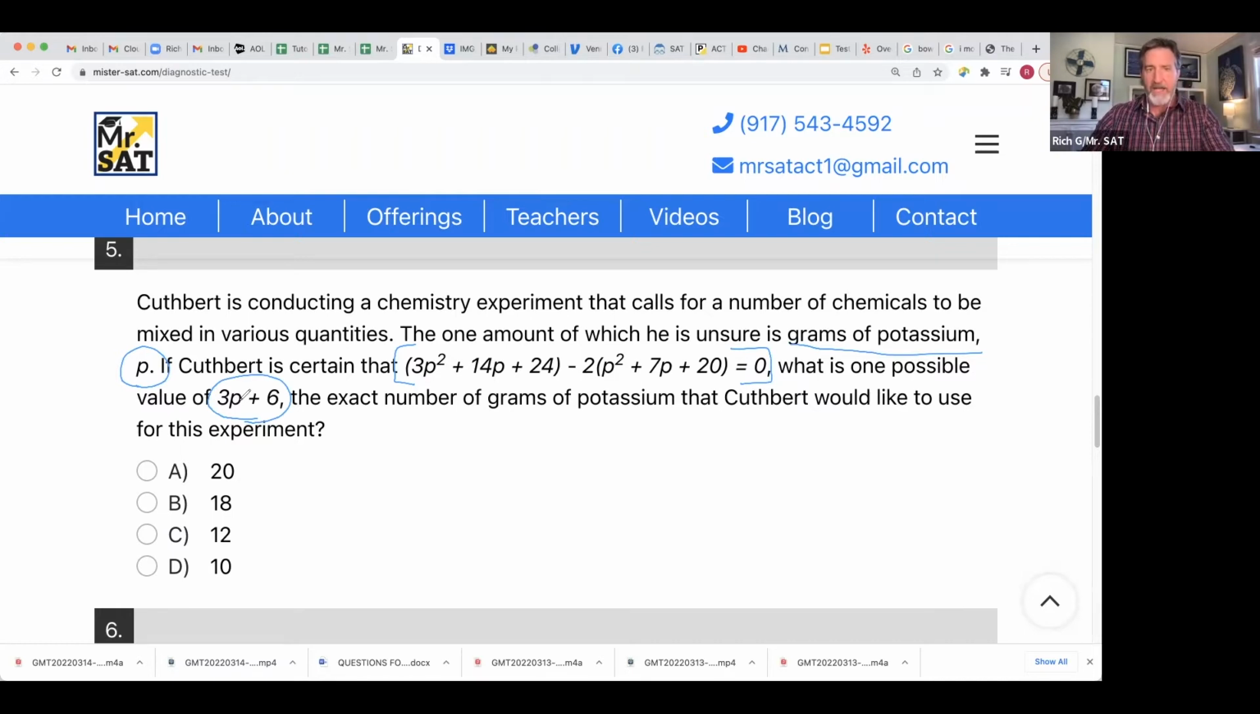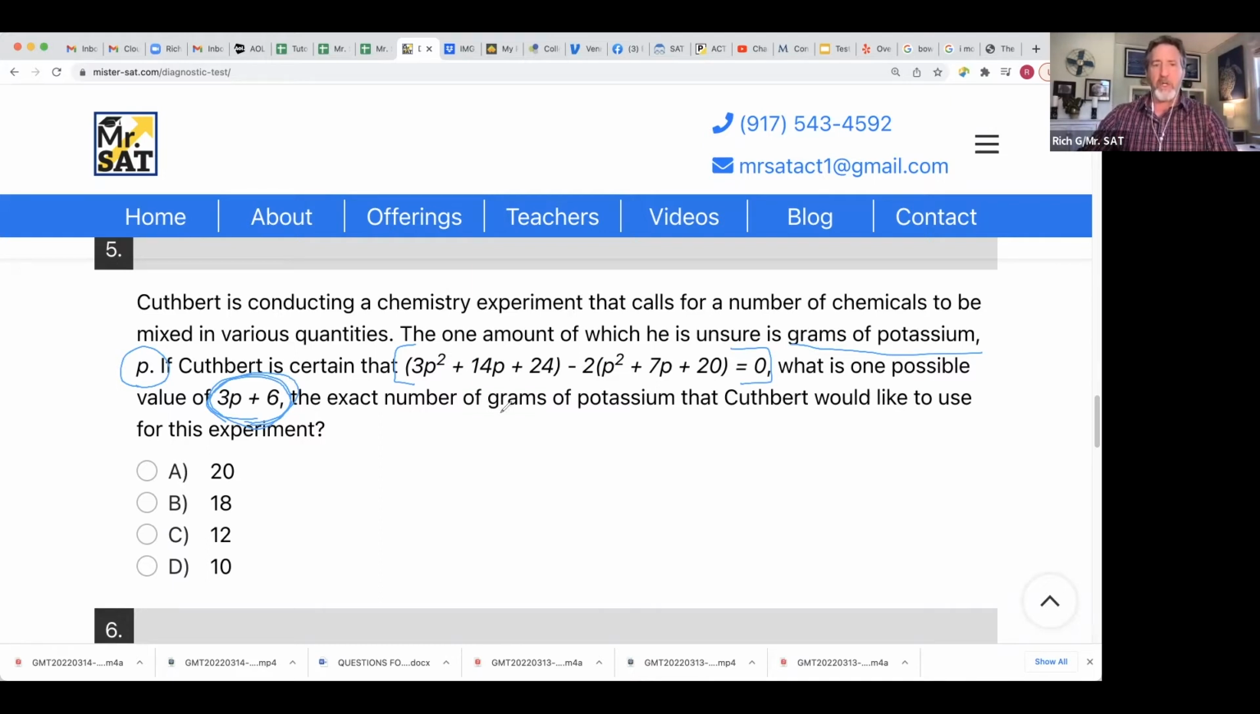We got to keep our eyes on that. So it says, what's one value of 3p plus 6, which represents the exact number of grams of potassium that Cuthbert would like to use for his experiment? Whether he wants to use it or not, we are looking for 3p plus 6. Now, how in the world do we get there? Well, it seems like we better find out what p is. If we knew what p was, we could easily find out what 3p plus 6 was, right? All right. So the question is, how do I get out of the gate?